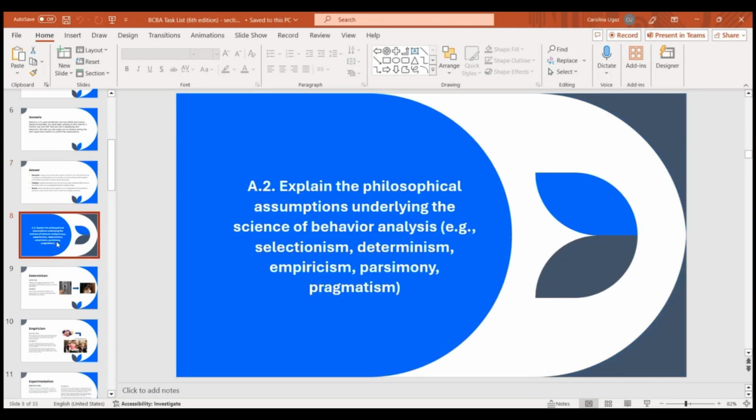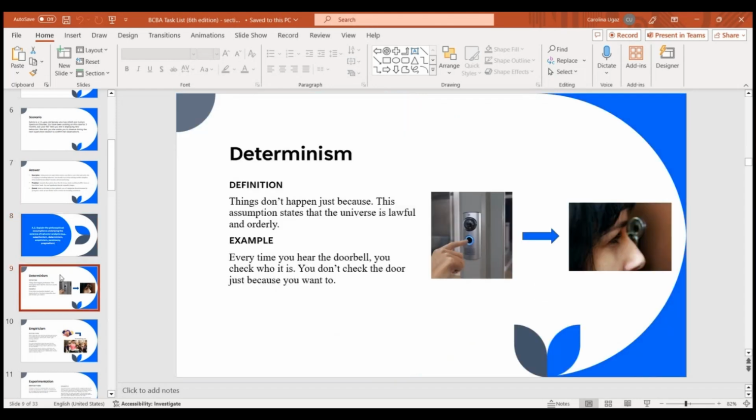Now we go to section 2, explain the philosophical assumptions underlying the science of behavior analysis. First up is determinism. Things don't happen just because. This assumption states that the universe is lawful and orderly. Example, every time you hear the doorbell, you check who it is. You don't check the door just because you want to. You only check if there's someone on the other side of the door if you hear something. Perfect.